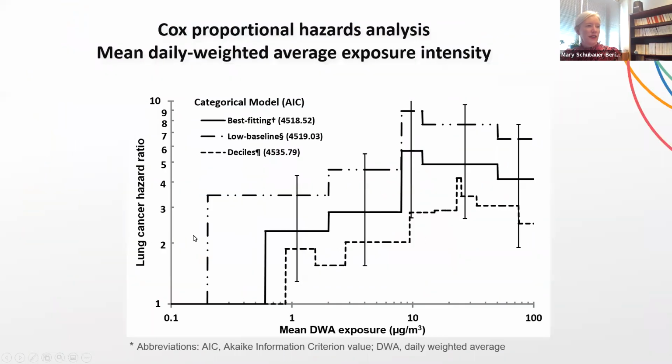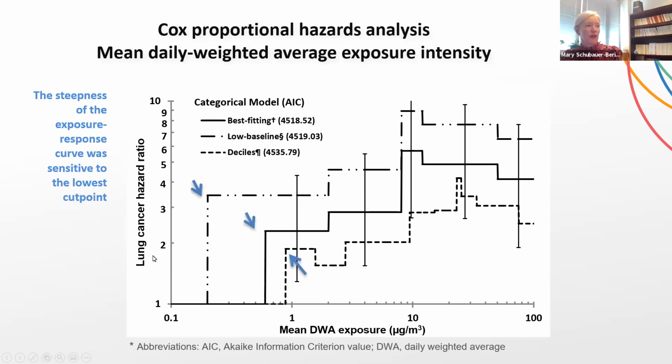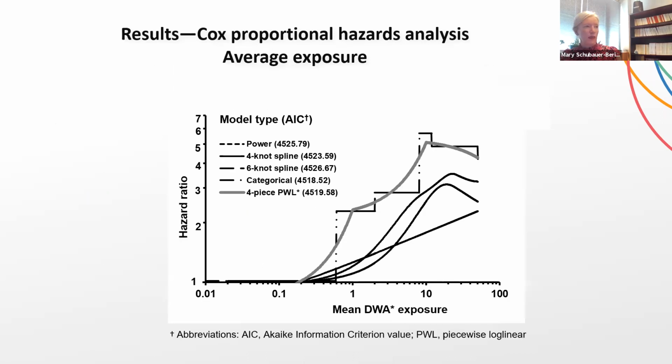And just to illustrate the categorical results, this shows different models using different lowest cut points for that lowest category. So you can see when we used 0.2 as the lowest cut point, we saw a steeper exposure response trend than when we used, say, 0.8 or 0.9 as the cut point. So yeah, the steepness of the exposure response was sensitive to that cut point.